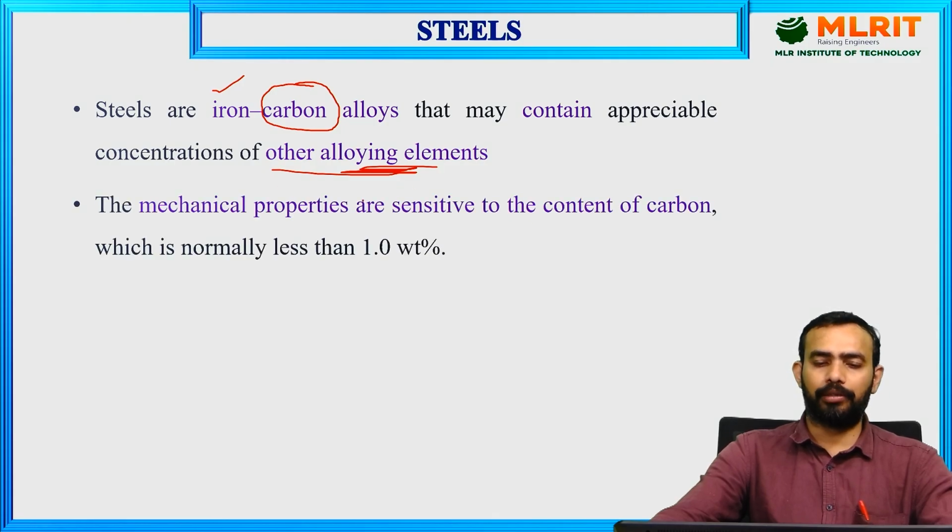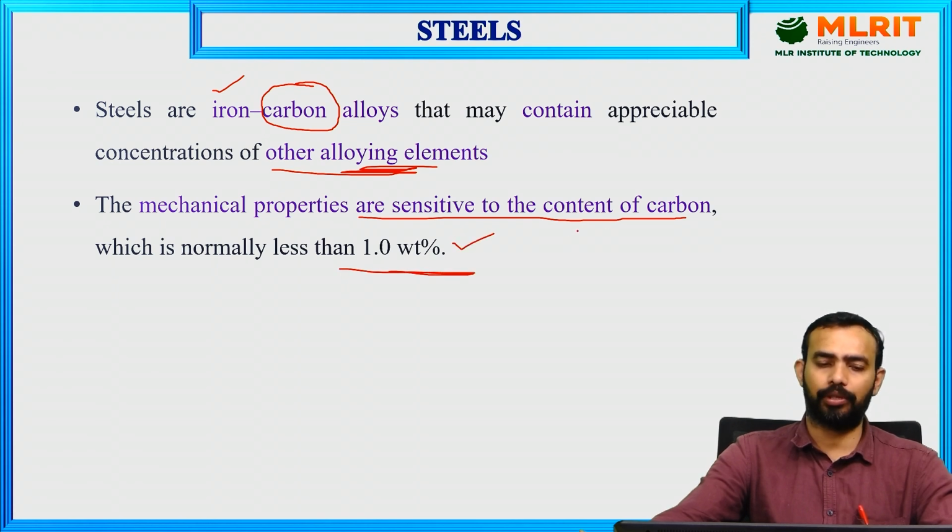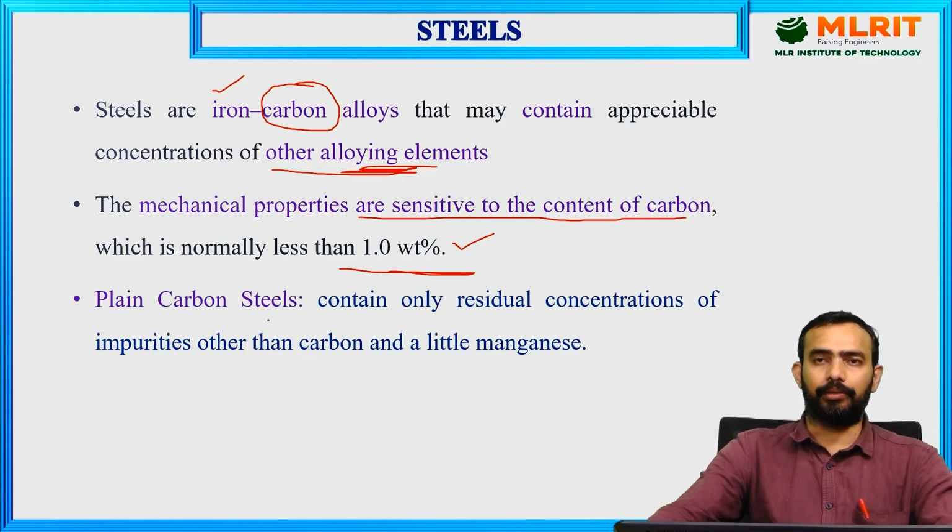The mechanical properties are very sensitive to the content of carbon. The mechanical properties of these materials are highly sensitive to the presence of carbon, how much of it is present. Normally, below 1 weight percentage, there is a significant difference in mechanical properties. Above 1 percent, the deviation is not that great. It's not that significant. It maintains relatively closer strength and mechanical properties.